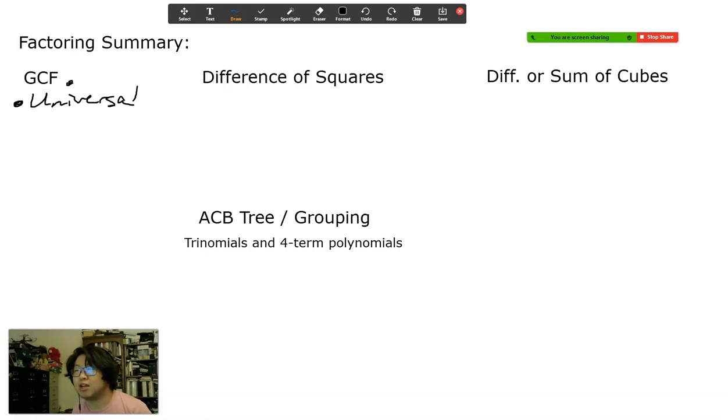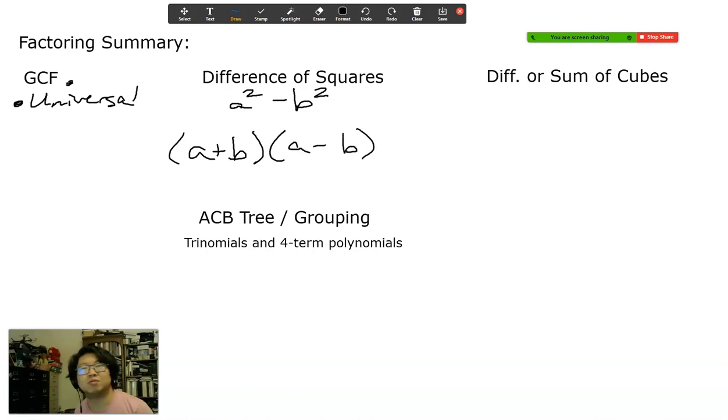Difference of squares. Now, when we did those examples, I basically used a couple examples that form this general form, a squared minus b squared. If you can recognize that form, then you can apply the formula, which is to just change them into a plus b, a minus b, and those will be multiplied together. So it's as simple as that. There is no such thing as a sum of squares. Please do not do anything with a squared plus b squared. Those don't exist.